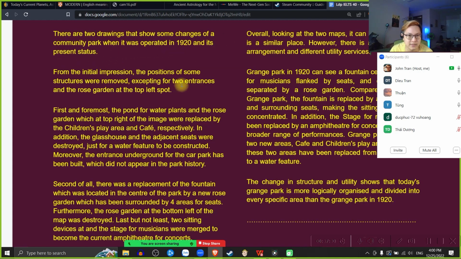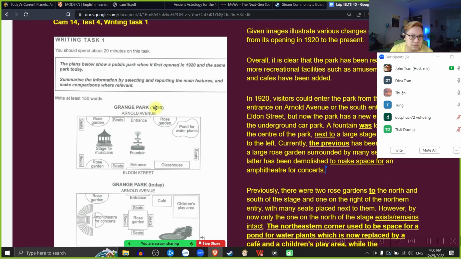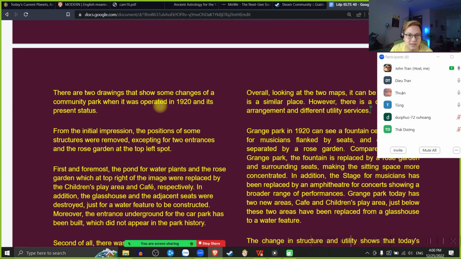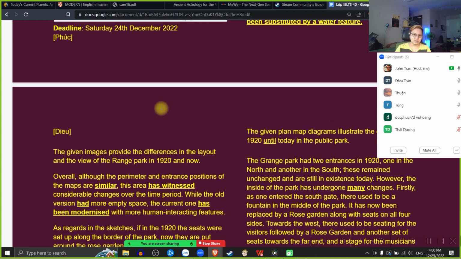When it was operated. Wait. When it was operated in 1920. Okay. Khi nó được vận hành vào năm 1920. You mean 1920 is when it's first opened? Nếu mình dùng chữ vận hành này người ta sẽ hiểu là cái năm 1920 là cái năm mà nó bắt đầu nó mở cửa nhưng mà không phải nha. People might understand that 1920 was the year that it first opened, but that was not true.